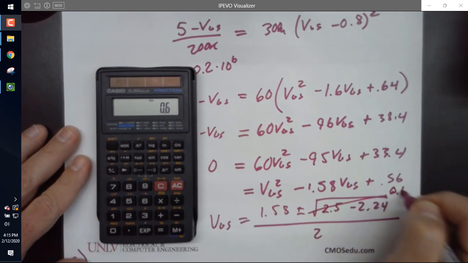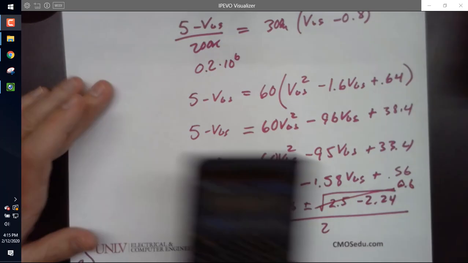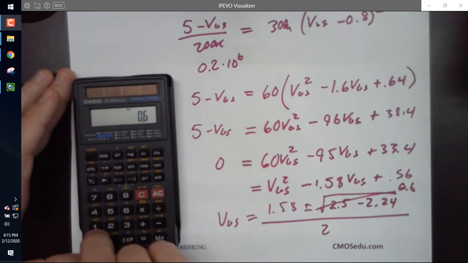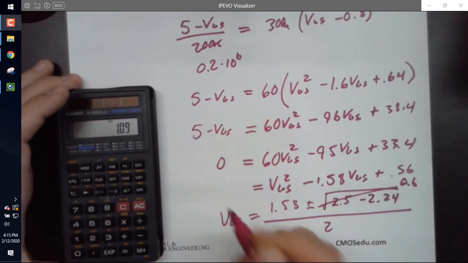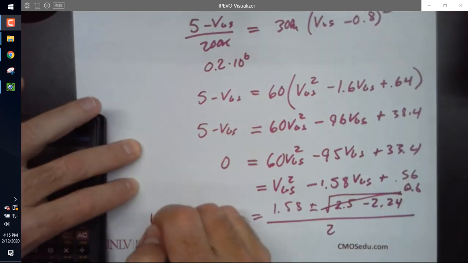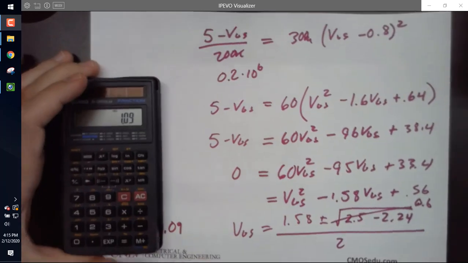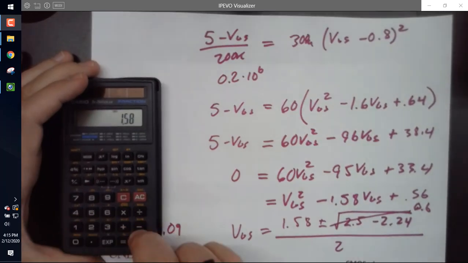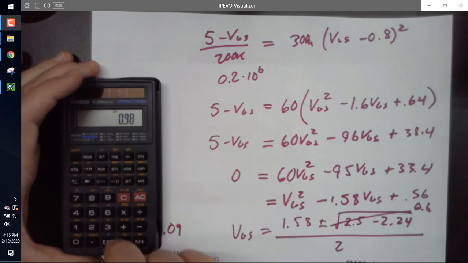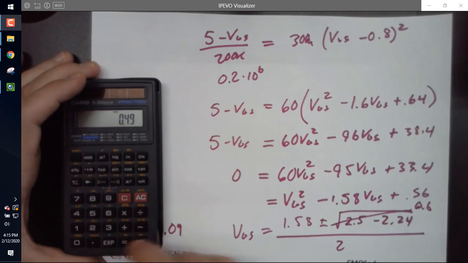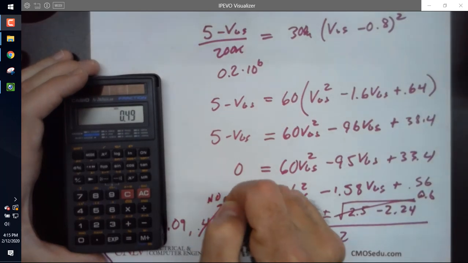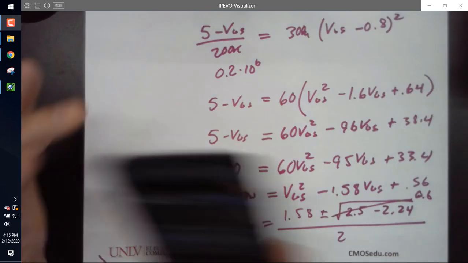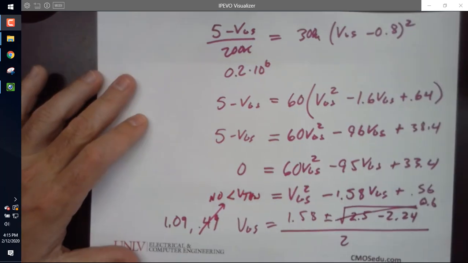And actually, because this is an important point, I don't want you to mess up. So that would be 1.58 plus 0.6 divided by 2 equals, that first root is 1.09. And the other root is 1.58 minus 0.6, that's equal to 0.98 divided by 2, 0.49. And this is no less than VTHN. Everybody got that? No one's going to mess that up, right?